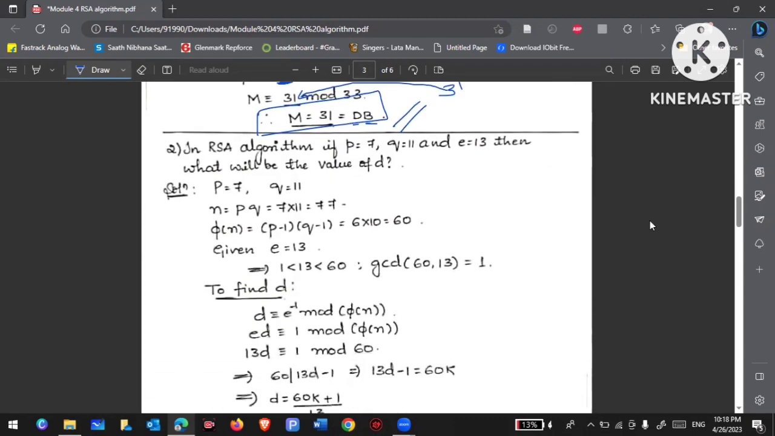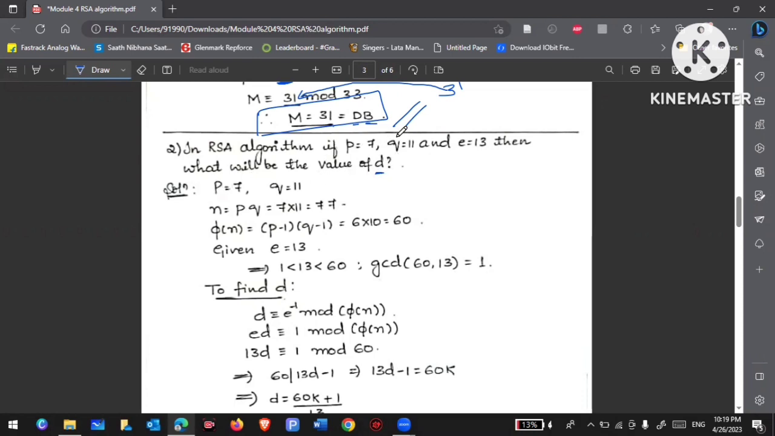Let's discuss the second question. In the RSA algorithm, if the value of P is equal to 7, Q is equal to 11 and E is equal to 13, then what will be the value of D? Until you find the D value, you have to follow the procedure.